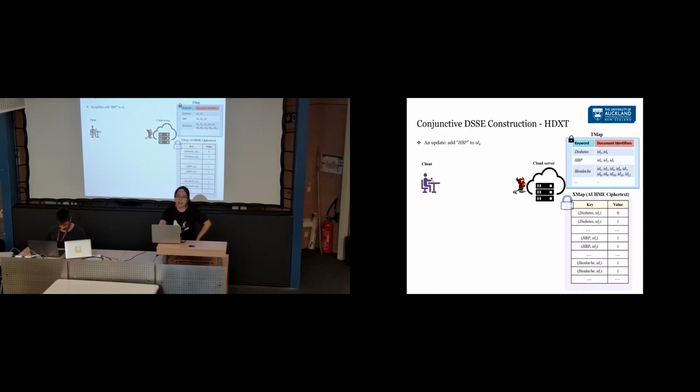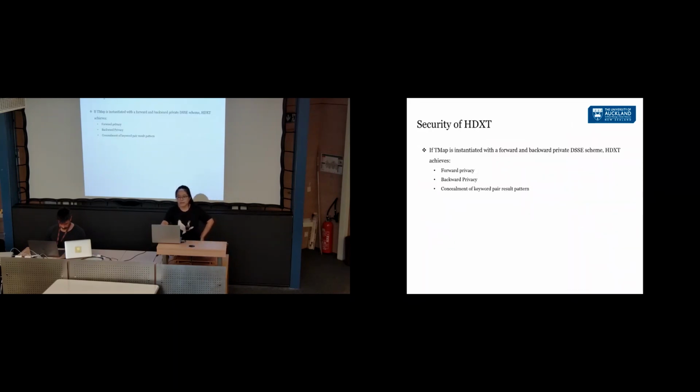Given an update, the client generates a token to update T-map and invokes the GenUPD algorithm of AUHME to get a token. The token will update the X-map. For security of HDXT, if a T-map is instantiated with a forward and backward private DSSE, HDXT can achieve forward privacy, backward privacy, and keyword pair result dependent hiding.